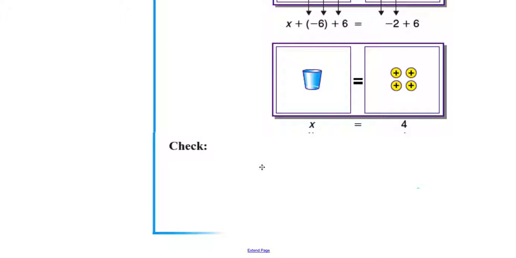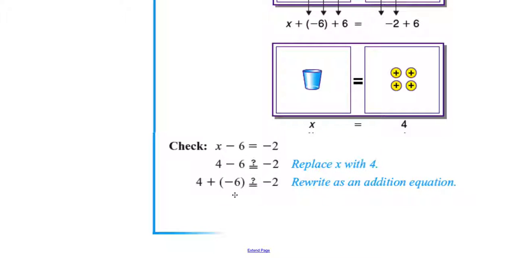So basically, if we want to check if our answer makes sense or not, x minus 6 equals negative 2, we simply substitute the value of 4 to our x. So this becomes 4 minus 6 is equal to negative 2. Make it into an addition statement. 4 plus negative 6 is equal to negative 2. And the answer is, yes, our answer checks out. So the solution is 4.